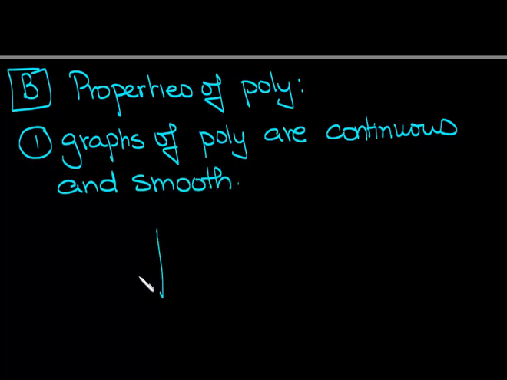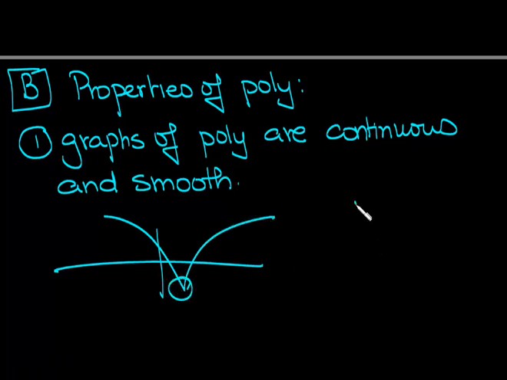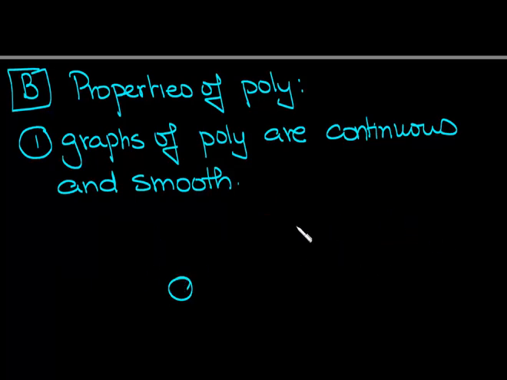That means a polynomial graph cannot look like this. There's a sharp edge here. Okay, or it can't look like this, and so on. Okay, so graphs of polynomials are continuous. That means they have no gaps. Continuous means no gaps.